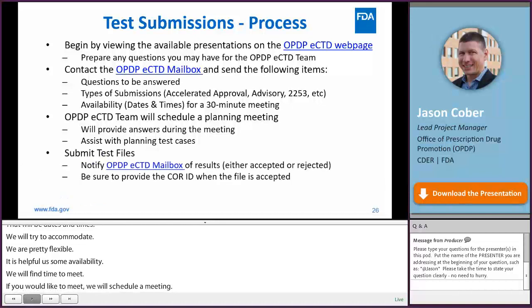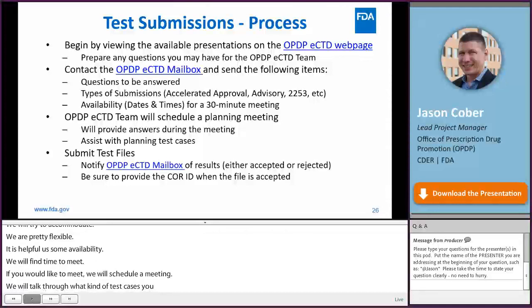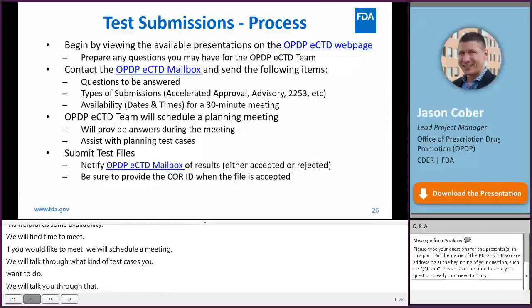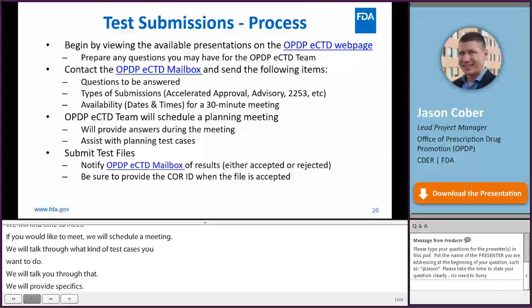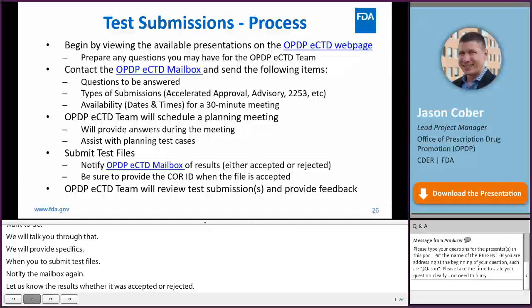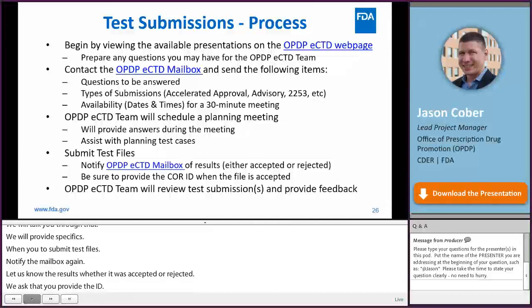When you do submit your test files, we ask that you notify the eCTD mailbox again. Let us know the results, whether it was accepted or rejected. And we also ask that you provide the core ID, because we're going to need that to go pull your file and review it. After we review your test submissions, we'll provide feedback and answer any questions that may have come up in the process.